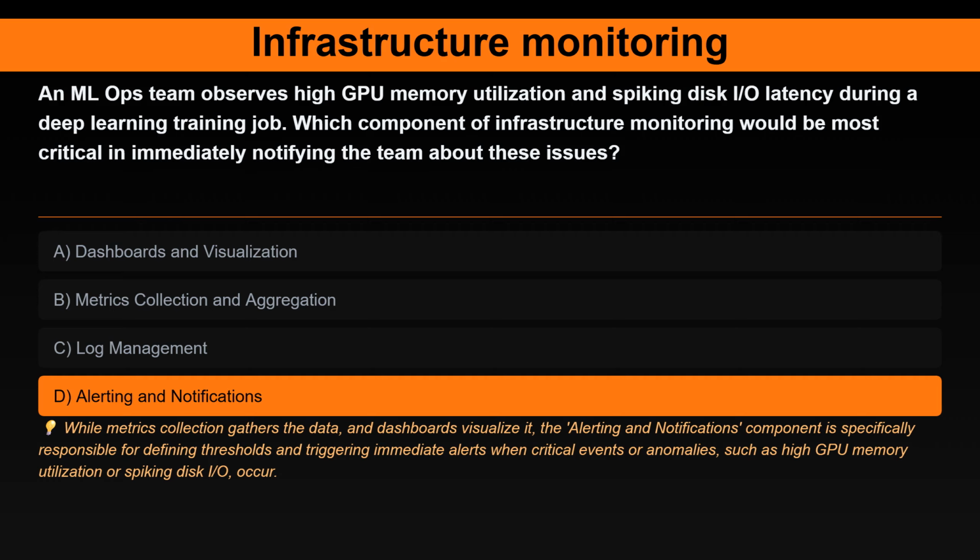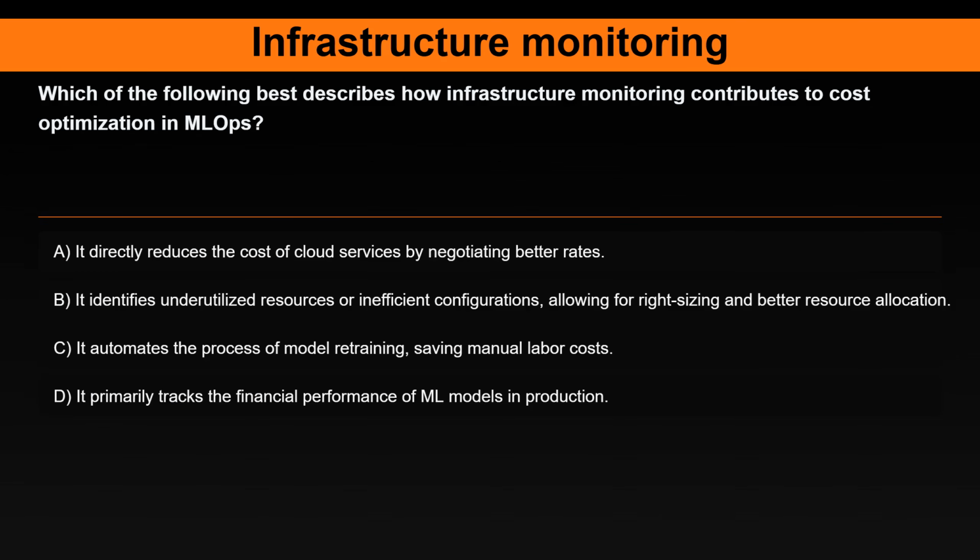The correct answer is alerting and notifications. Here's the explanation. While metrics collection gathers the data and dashboards visualize it, the alerting and notifications component is specifically responsible for defining thresholds and triggering immediate alerts when critical events or anomalies, such as high GPU memory utilization or spiking disk I/O, occur.